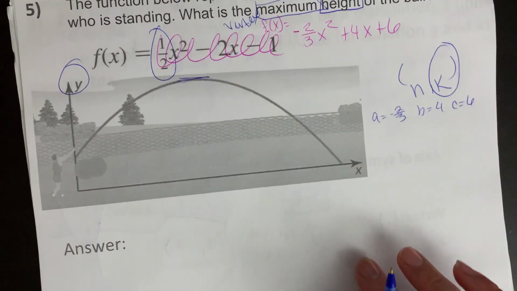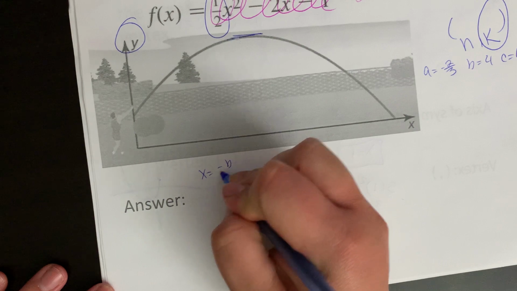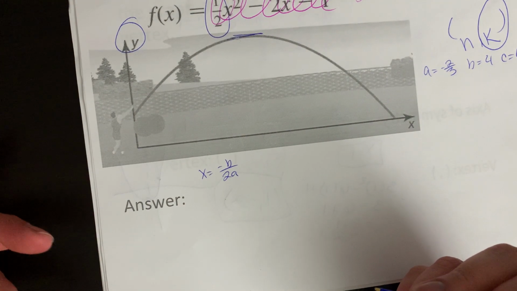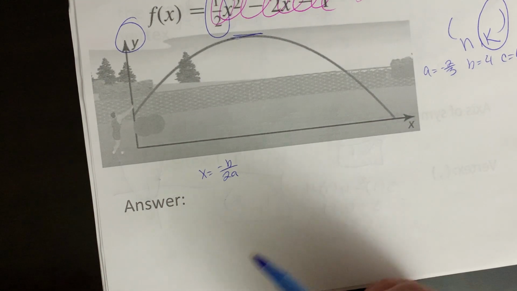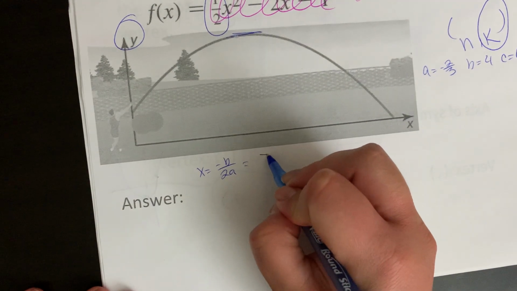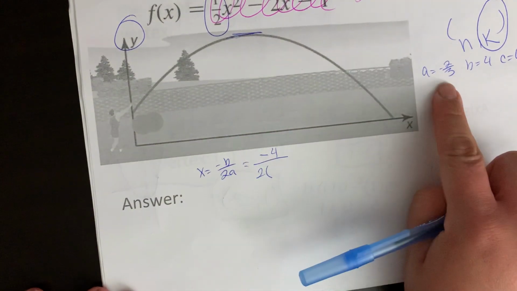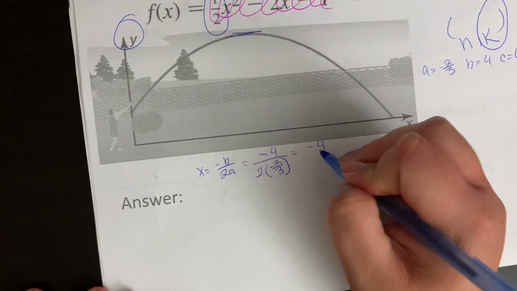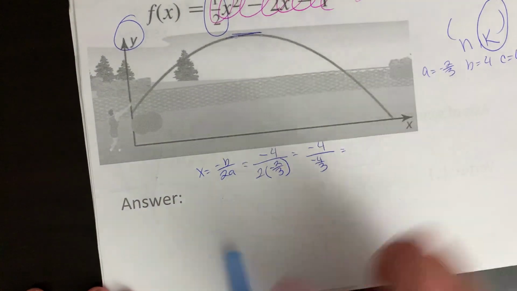Okay, so to find our axis of symmetry, we know that's going to be x equals -b/2a. And you kind of need your axis of symmetry if you want to find the y value, right? So you can't really find it without doing this first. So we're going to have -b, which is a +4. Then 2 times a, which is -2/3. All right. So we have -4 over -4/3, which is really just division, right?